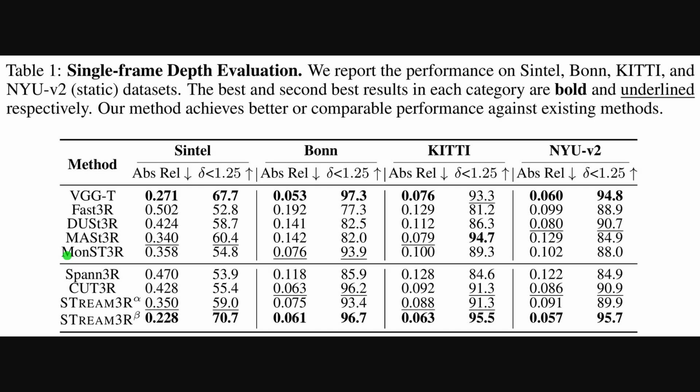Moving to the quantitative results, this table evaluates single-frame depth estimation across 4 different datasets. The main metrics are absolute relative error, where a lower number means better performance, and a delta accuracy score, where a higher number is better. If we look at the results, the key takeaway is in the last row for the STream3R beta model. It consistently achieves the best or second best scores. For instance, getting the lowest error on the Sintel, KITTI, and NYU v2 datasets, backing up those high-quality reconstructions we just saw.